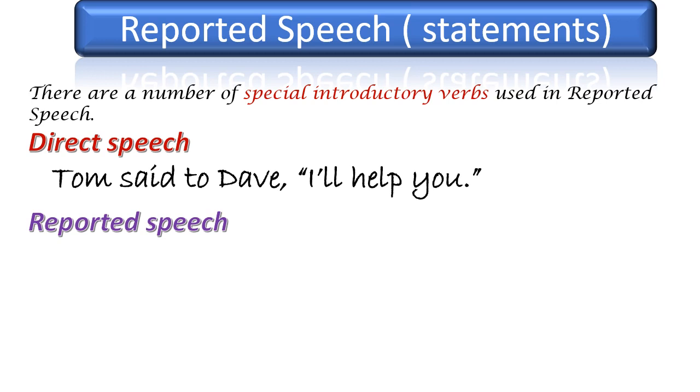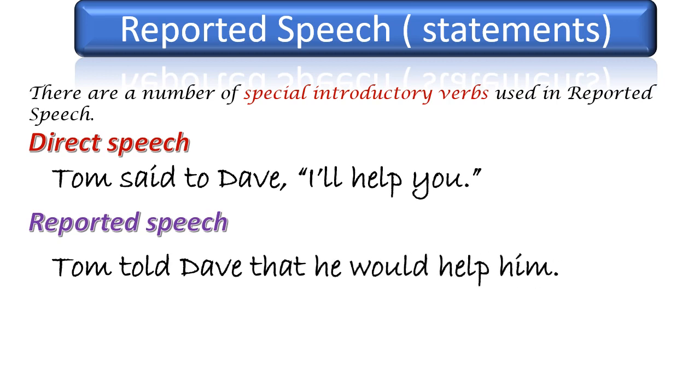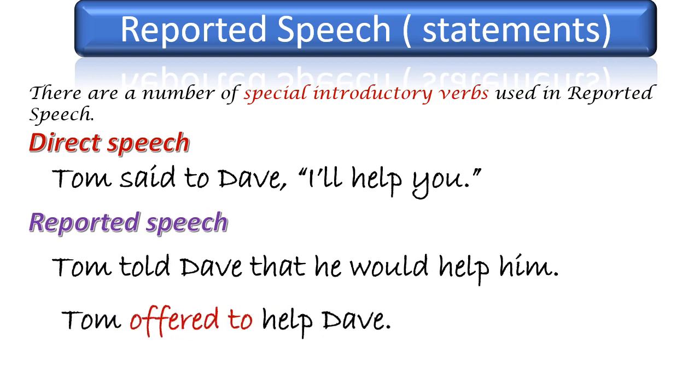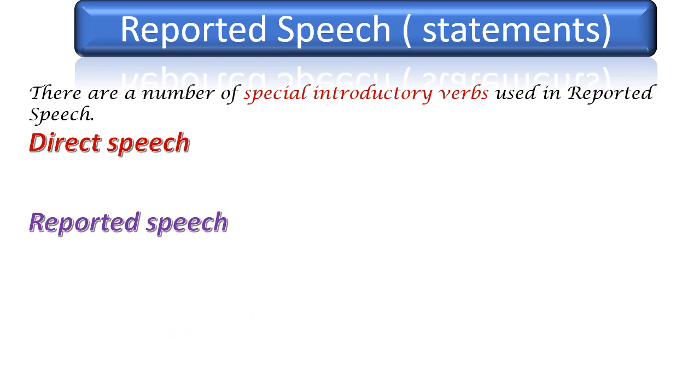Look at this sentence, for example. Tom said to Dave, I'll help you. We can change it. As usual, Tom told Dave that he would help him, which is correct. But giving this sentence a second thought, we see I'll help you as an offer. So instead of using the verb told, I can use the verb offer. And the sentence, a reported statement, would be Tom offered to help Dave.